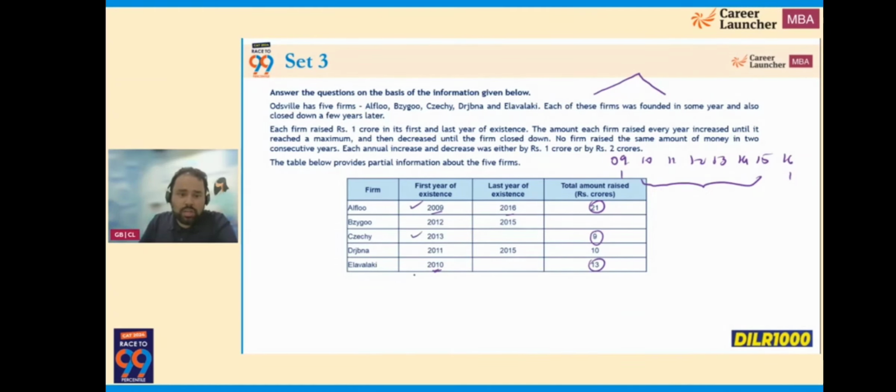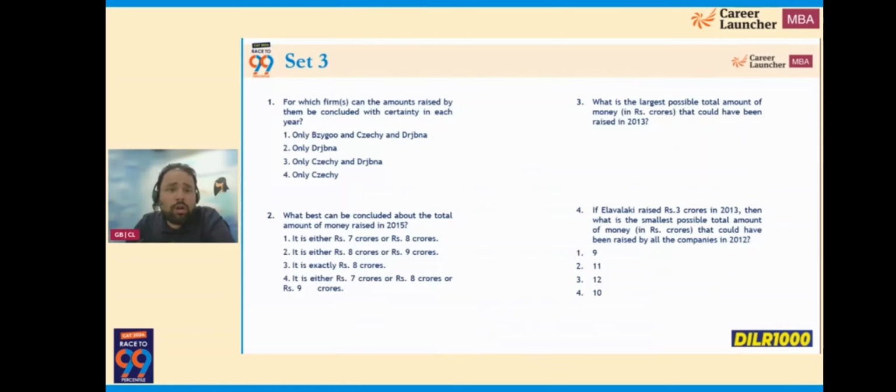That is a lot of work that I will need to do. Do I want to do that much amount of work? I don't know. Let's look at the question. For which firm can the amount raised by them be computed with certainty? And look at the options: B, C, D, D, C, D, C. That means it is not guaranteed for all 4. So there will be multiple cases, and the work will be across the board.